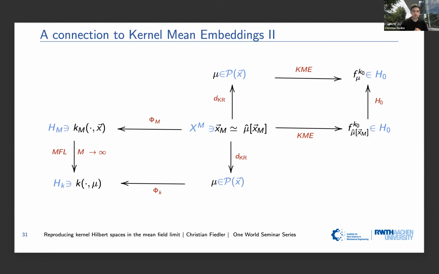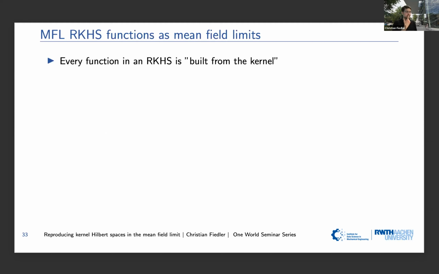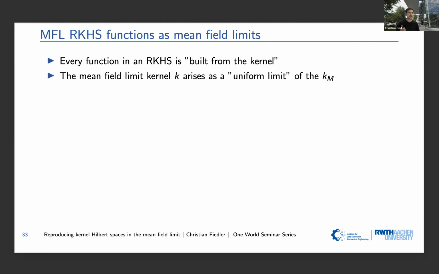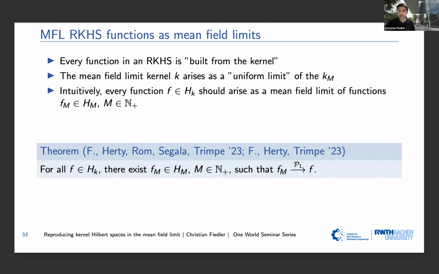Okay, after having seen two example classes, it's now time to have a closer look at the RKHSs and how they behave under the mean field limit. So first, some intuition. Every function from an RKHS is built from the corresponding kernel, intuitively. Now, the mean field limit kernel in our case arises as, in a certain sense, a strong uniform limit of the individual kernels Km. So intuitively, because every function in an RKHS is built from the kernel, also every function from the corresponding mean field limit kernel RKHS should arise as a mean field limit of functions from the RKHSs HM. And this is indeed the case.